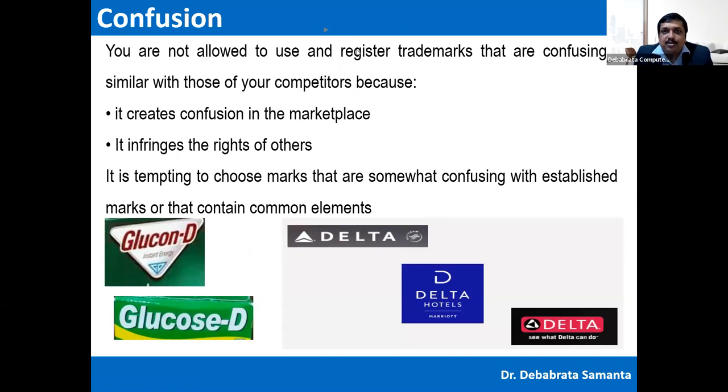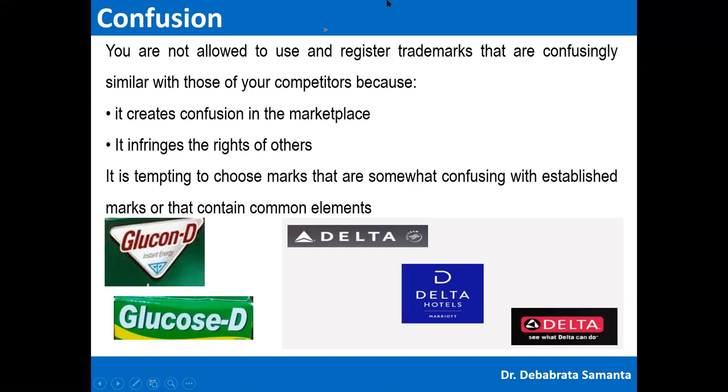There is some confusion, because when I want to purchase a product from a company, as Indians, the first confusion is with Glucon D and Glucose D; both companies booked trademarks with similar keywords. Another example is Delta: one Delta is a microchip product, another is a hotel, and another is a service provided for website designing. This way, companies intentionally try to exploit gaps in the trademark policy.